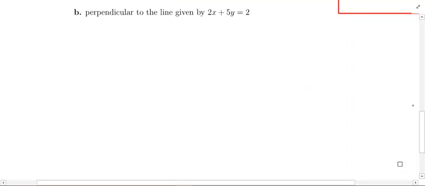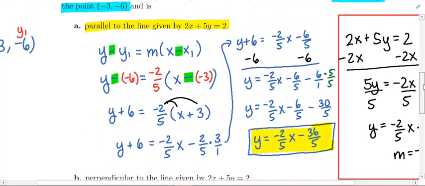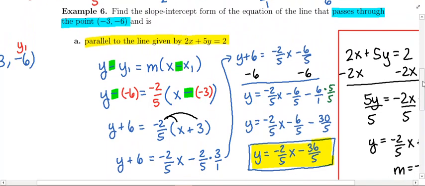Example 6b is very much tied to part A. Okay, so let's go back and review what we did in part A. If we scroll up, what we did was we found the equation of the line that goes through the point -3, -6, and is parallel to the line given by 2x plus 5y is equal to 2. Okay, so now we're still going to find the slope-intercept form of the equation of the line.